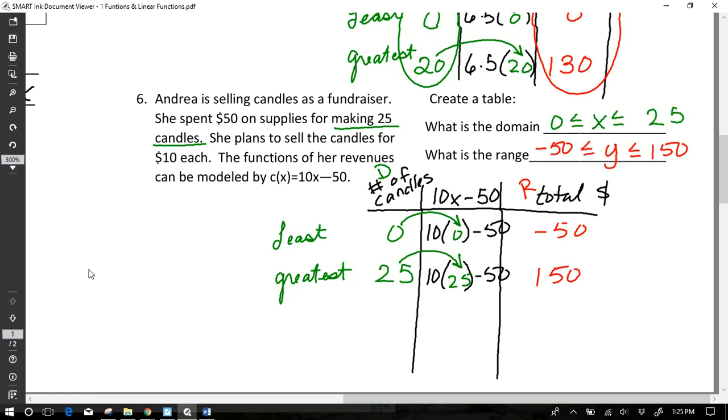All right, so I have filled in my domain. That domain represents the number of candles. She could sell greater than or equal to 0 or less than or equal to 25. That's the number of candles that she could sell, and that's my domain. The range is her possible earnings on these candles. She could possibly lose $50, so y would be greater than or equal to negative 50, or she could earn less than or equal to 150. And that's my range. So that's how we identify domain and range from a word problem.